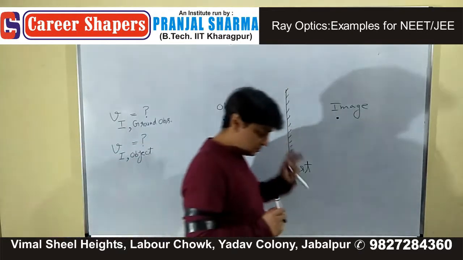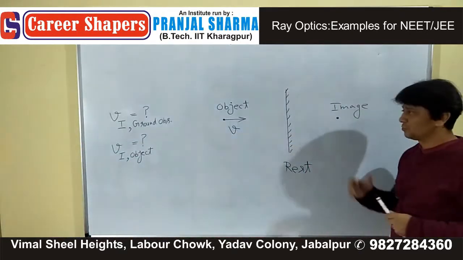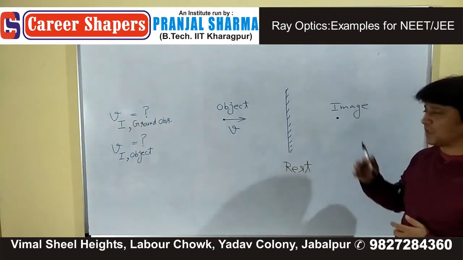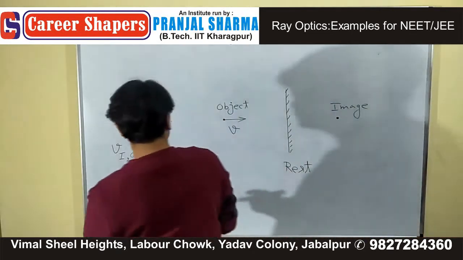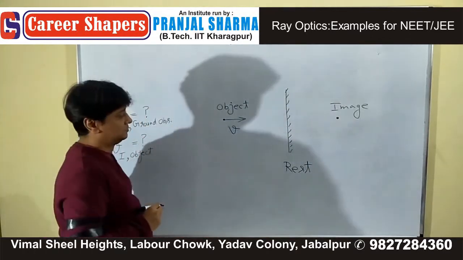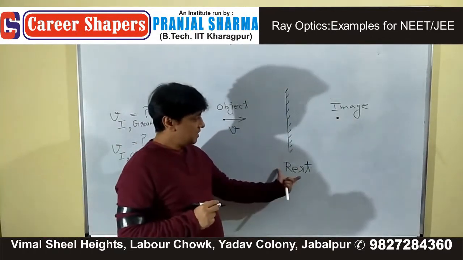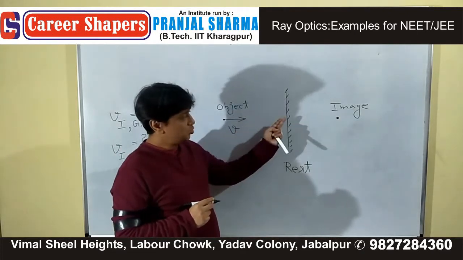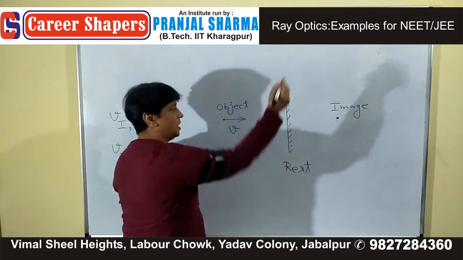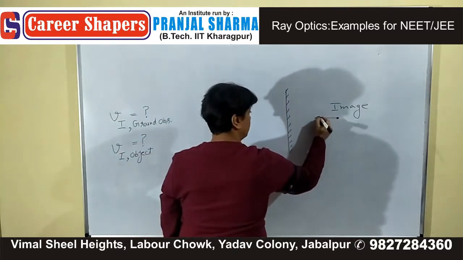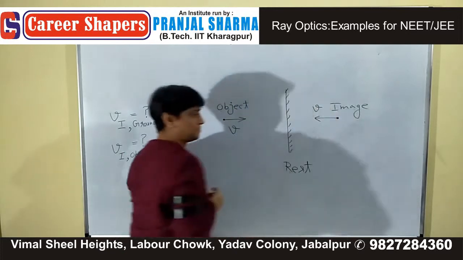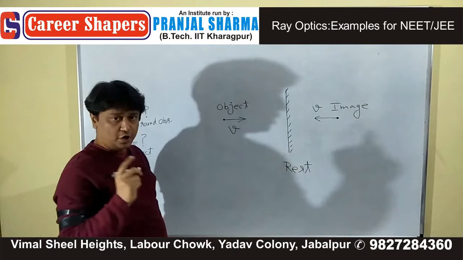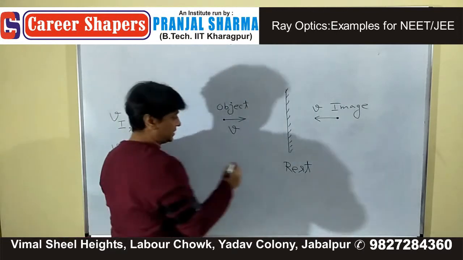So, good question for board examinations as well as for NEET and JEE, and it's very easy also. Look at the first part. Mirror is at rest, object is moving in this direction with v, image is moving in this direction with velocity v. Or you can do what? You can use a statement like this.